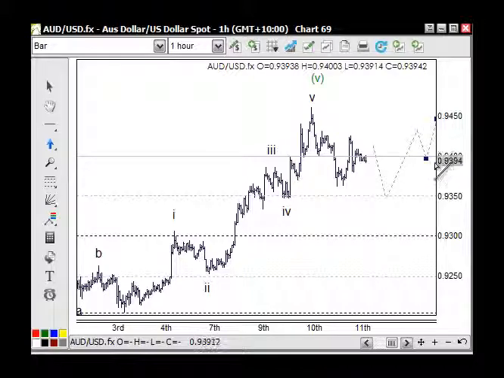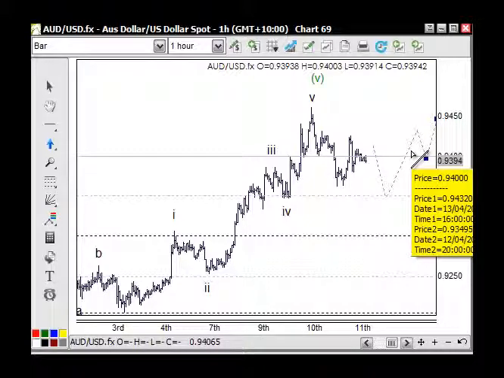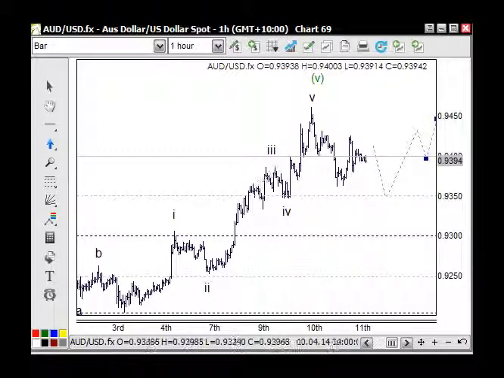So, give it a little bit of time, but the good news is that that's corrective, so we should see further corrective patterns across here before we see any upside there.